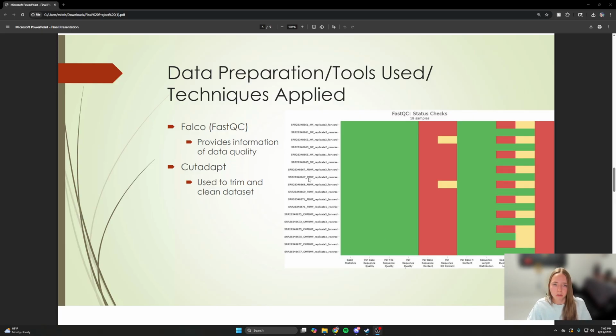One of the tools I used to help with quality control is Cutadapt, and it would remove adapters from my data set, because that's just a part of how RNA sequencing is run. They have to put in these adapters so they can make these reads, and then later you have to go in and remove them yourself from the data.